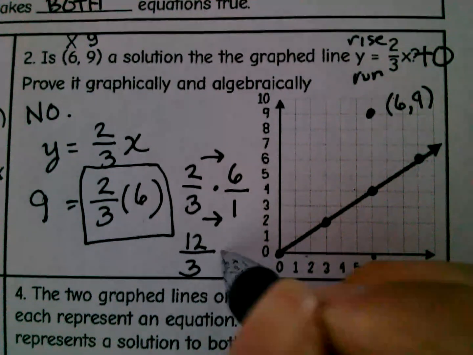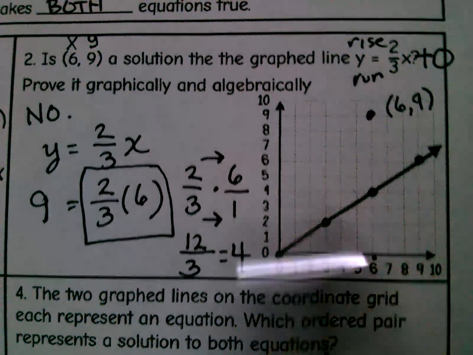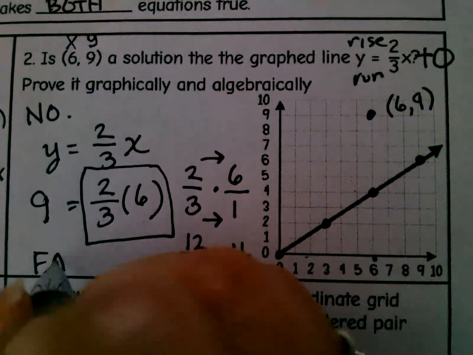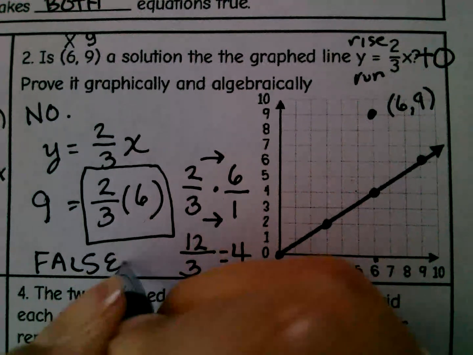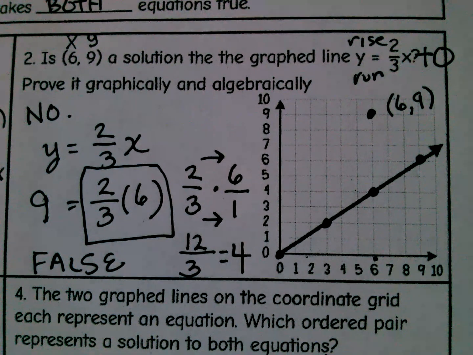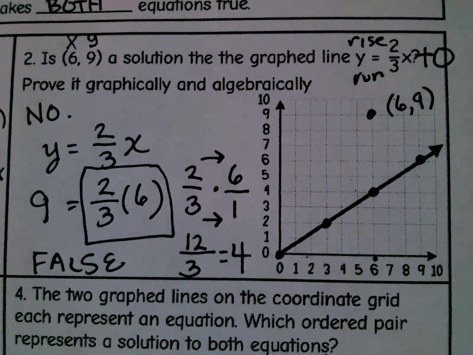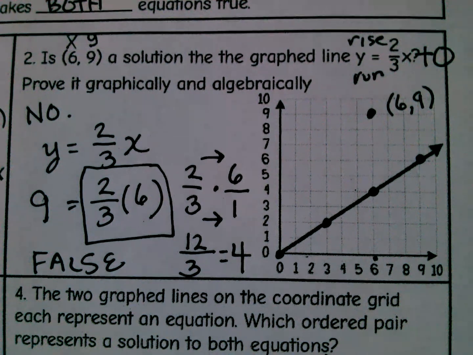What's 12 divided by 3? 4. Did I get a 9? Nope. Didn't give me that 9. So false. There's your proof. Okay, 6, 9 is not a solution to that line because it did not land on it. So obviously it's not going to work when I plug in the numbers. Okay.